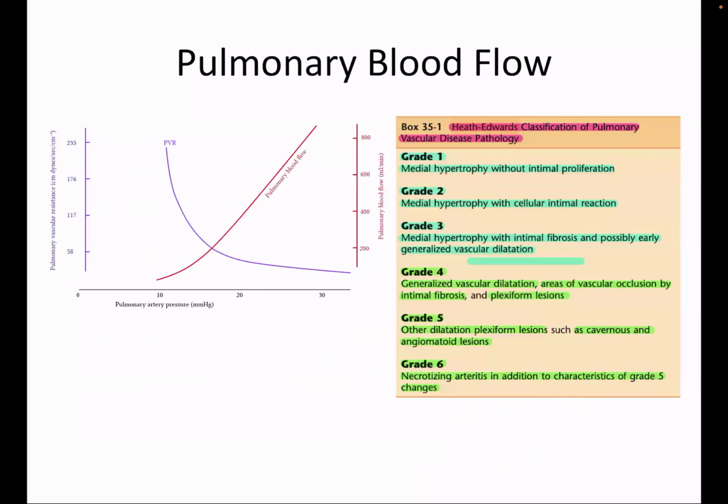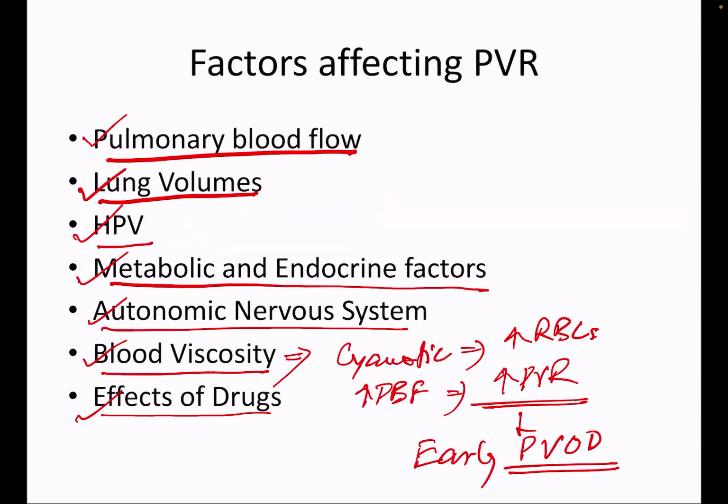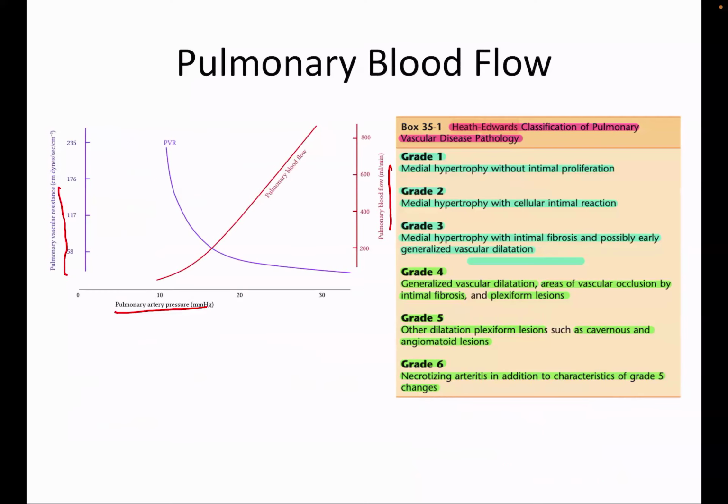So coming to pulmonary blood flow, this is one graph, as I already said, with the pulmonary artery pressure on the x-axis, and on the y-axis there is PVR and pulmonary blood flow. As we can see, the relationship is vice versa. As the PVR decreases, the pulmonary blood flow increases, and vice versa.